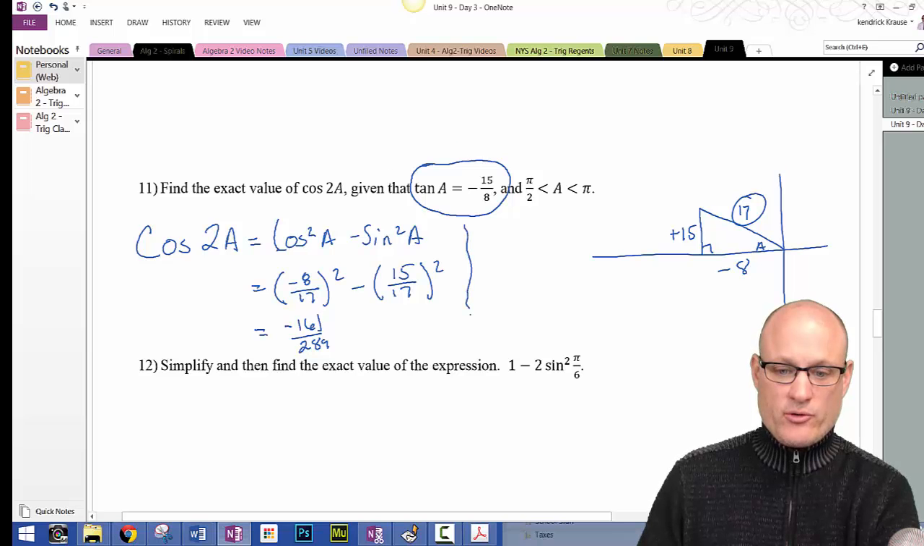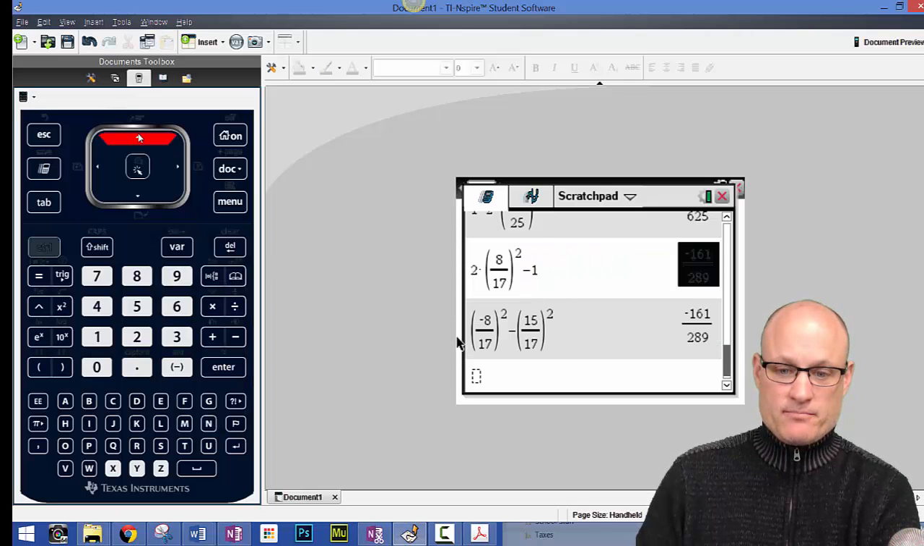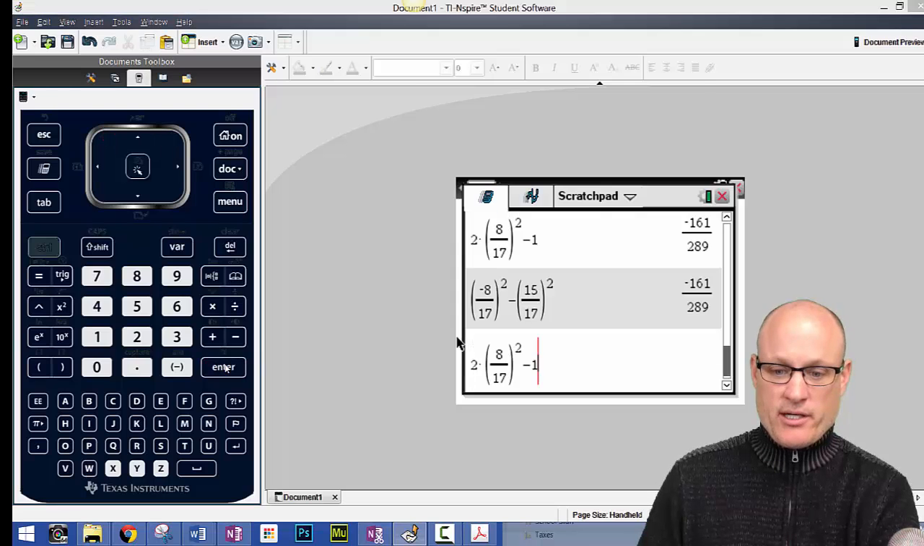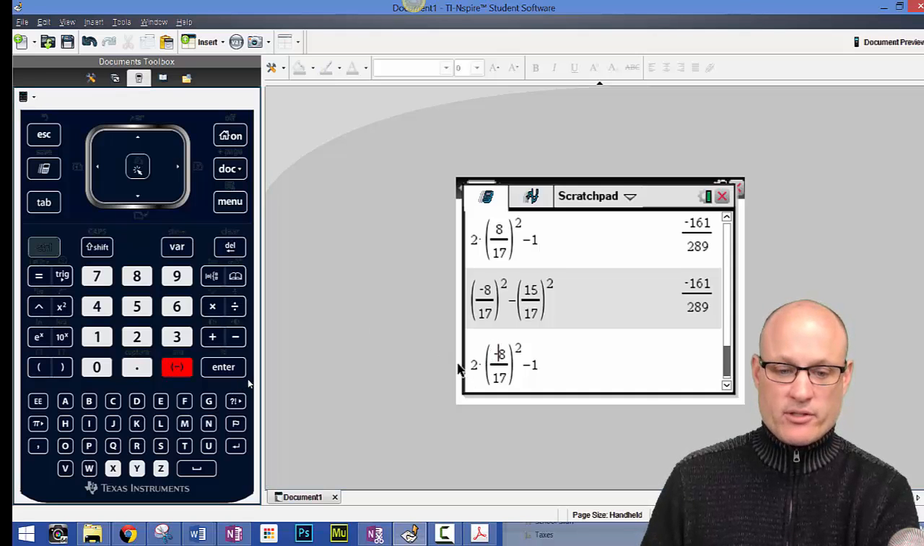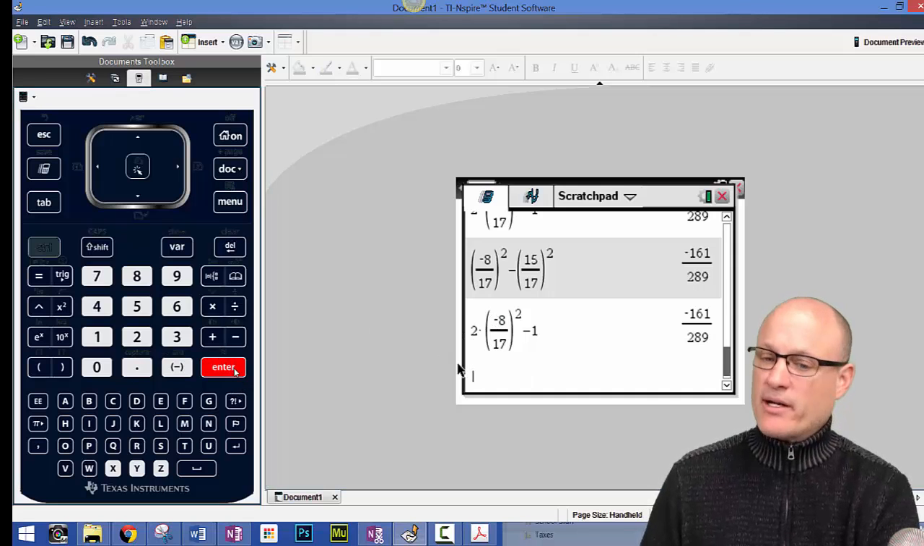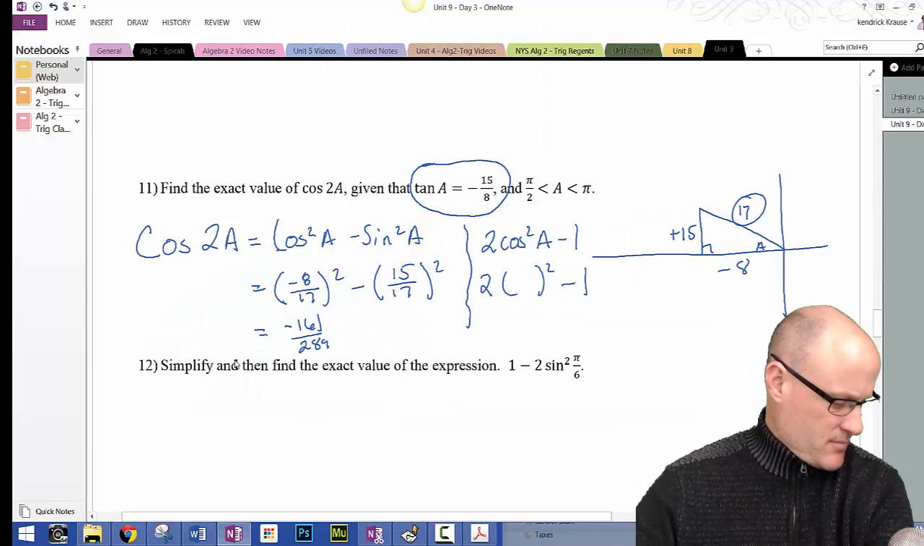What if I'd used 2 cosine squared A minus 1? What if I'd used this one? So it'd be 2 times the cosine squared minus 1. Let's try that. That I have right here. Enter. And that formula would be cosine is negative 8 over 17. Oh, that's why it came out. There it is, negative 8 over 17. If I type that in my calculator, oh look, same answer. Wouldn't matter which formula I used. All right, we're almost done.